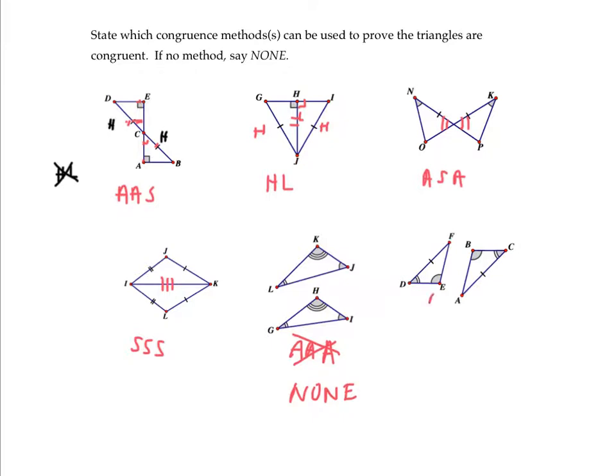Okay, last one of this type. So we've got angle E. I'm going to mark it with an A for angle, congruent to angle B. Angle D, that's another angle, marked congruent to angle C. And then we have this side, DF, marked congruent to CA. So check it out. It is angle, angle, side. Or you can write side, angle, angle. That would be appropriate too.